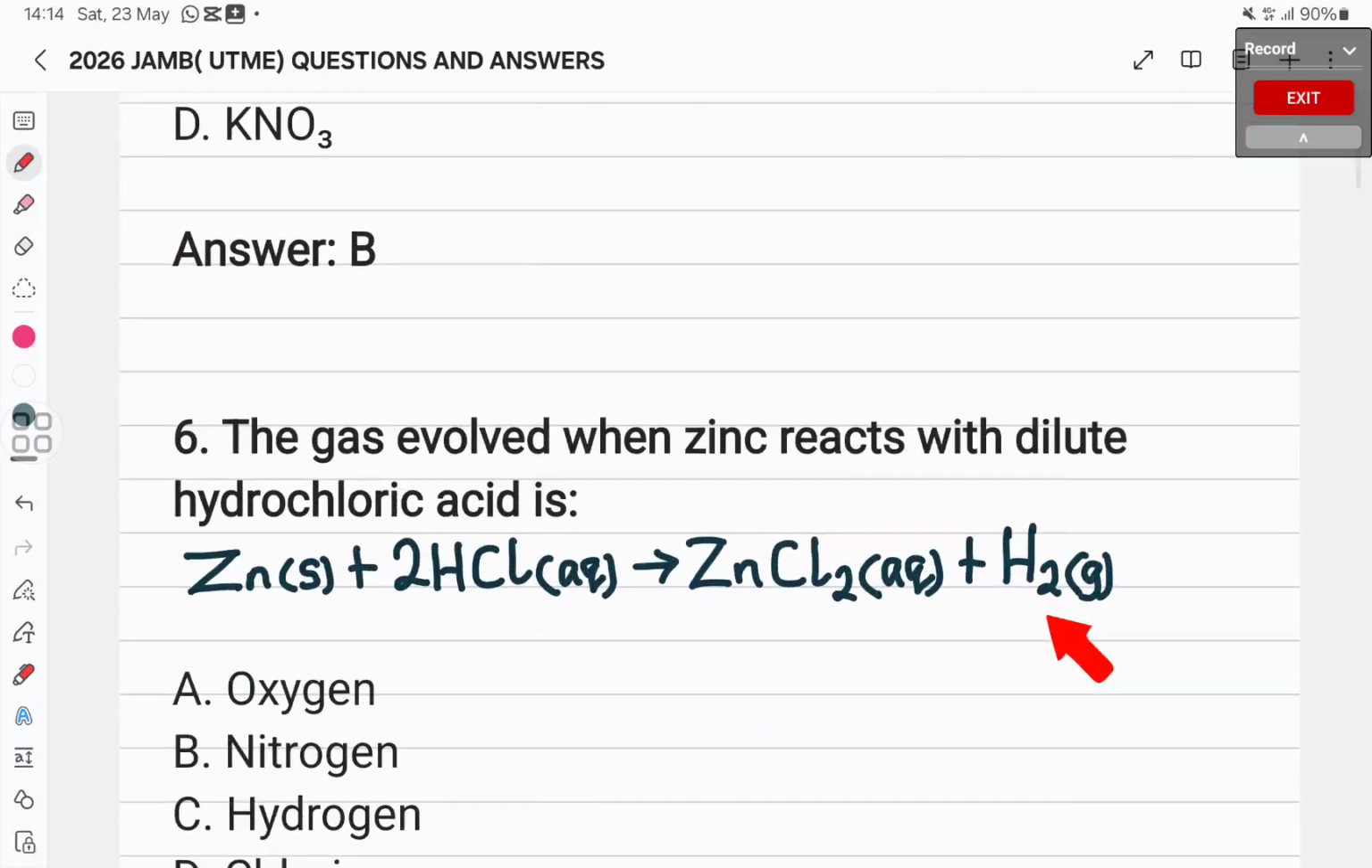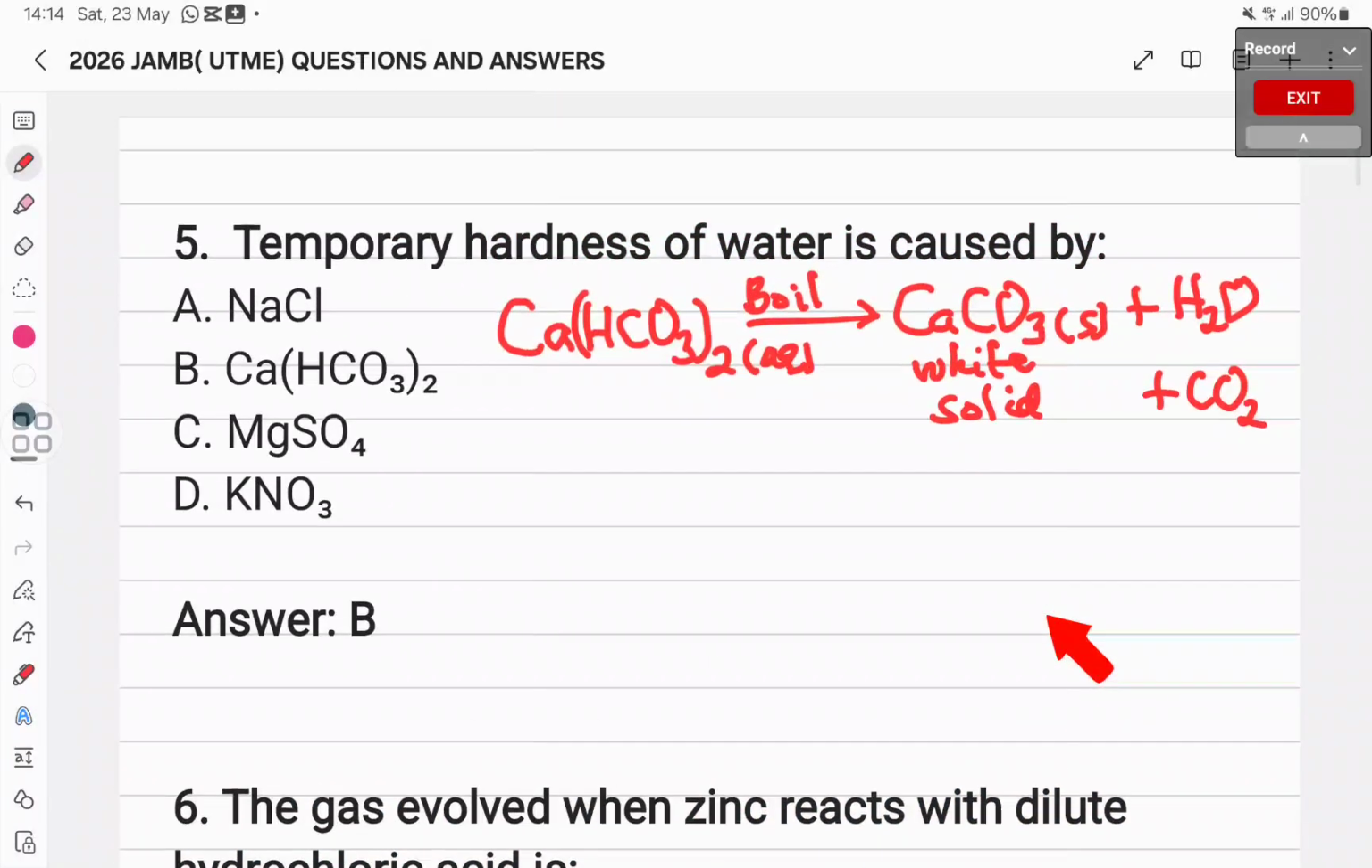Before I go to question number 6, the other type of hardness of water, for your knowledge sake, or as a reminder, is what we call permanent hardness. Permanent hardness cannot be removed by boiling except by chemical methods or by simple distillation process. That's the physical process that can soften permanently hard water. But the other methods are chemical methods of softening permanently hard water.